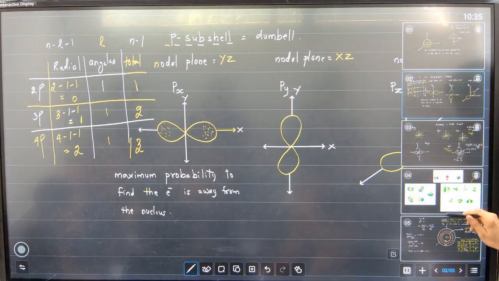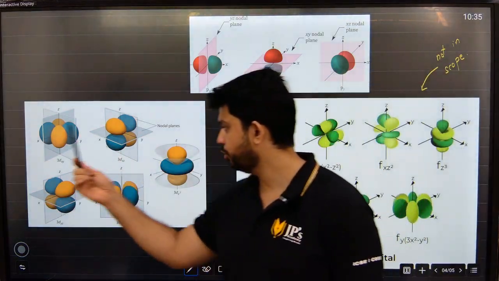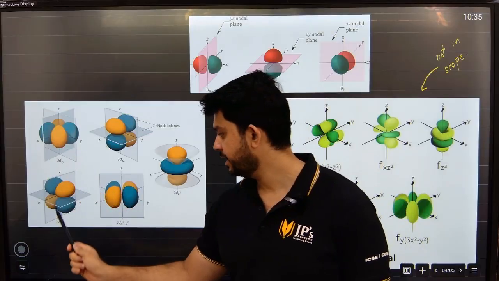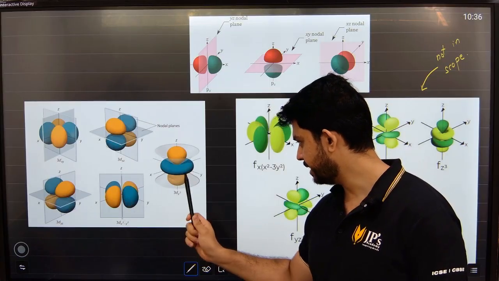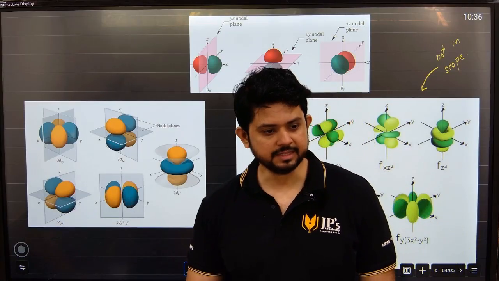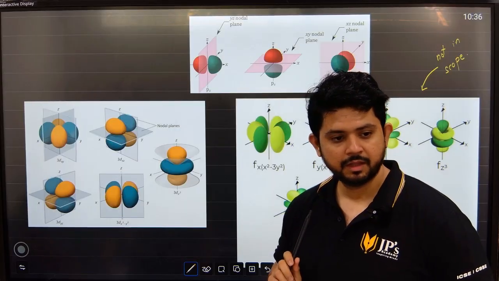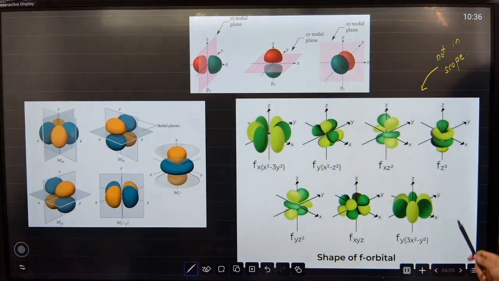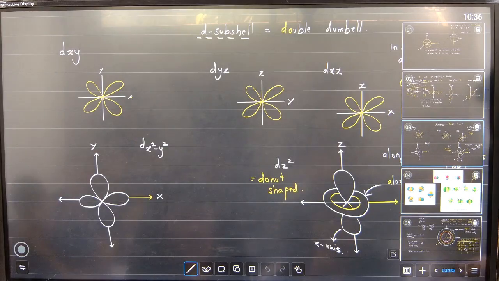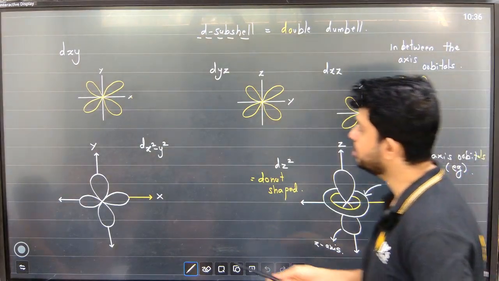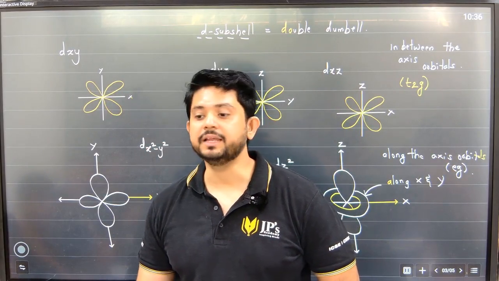Next we have D subshell. Which were the different orientations for D subshell? dxy, dyz, dxz, dx square minus y square and dz square. We start with dxy. If you look at dxy, electrons are present along the xy plane.